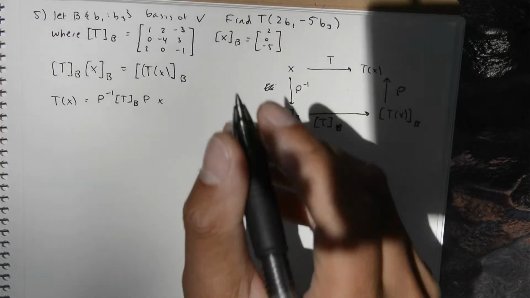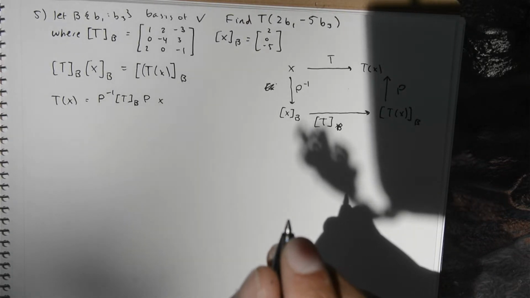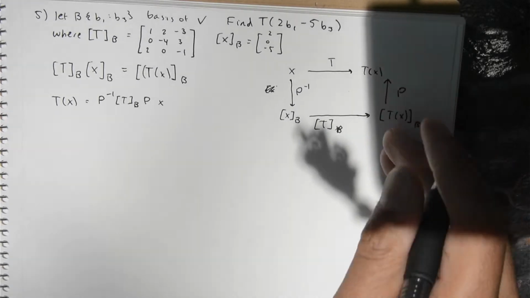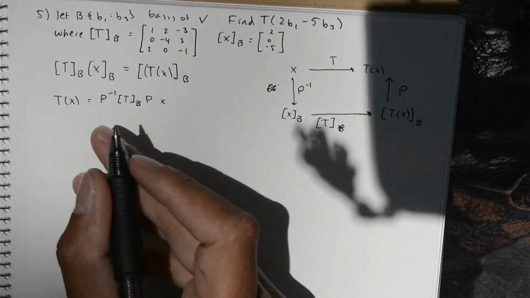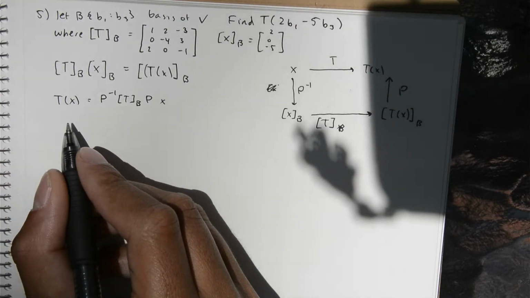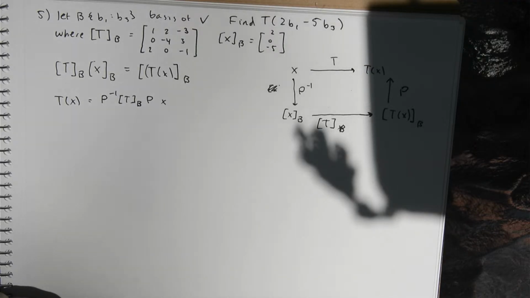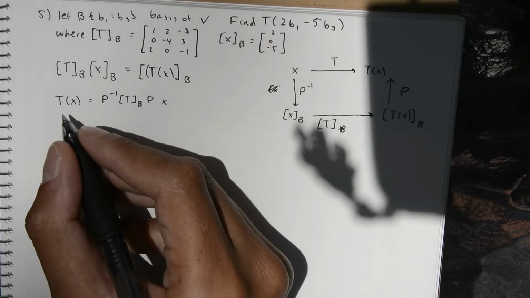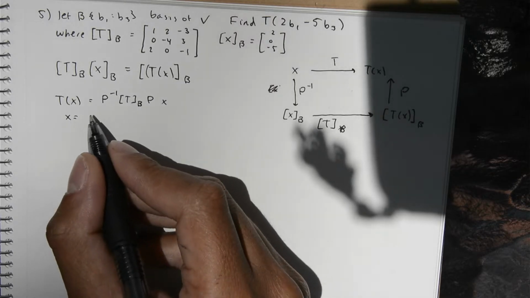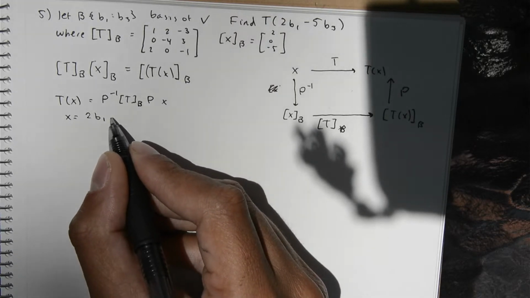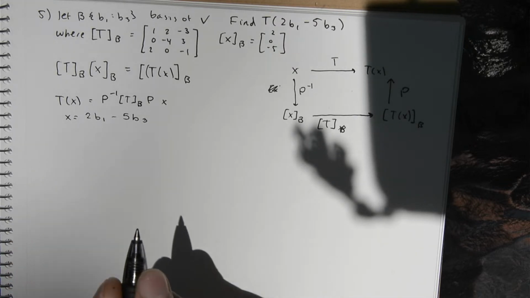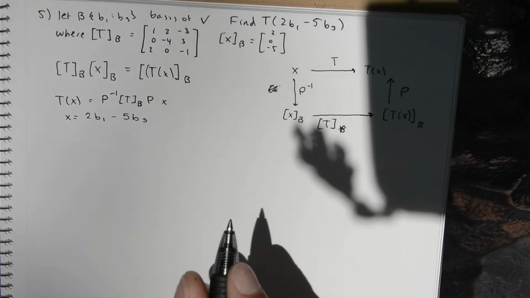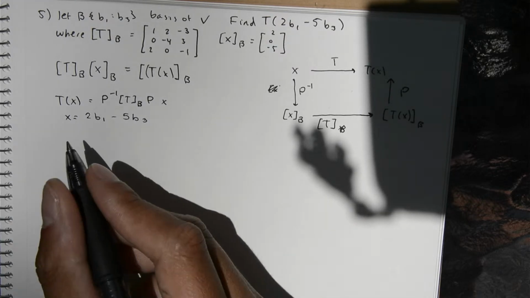I think I know what to do. So x is equal to 2b1 minus 5b3. That's not that important, but it is the definition. It is how it's defined.